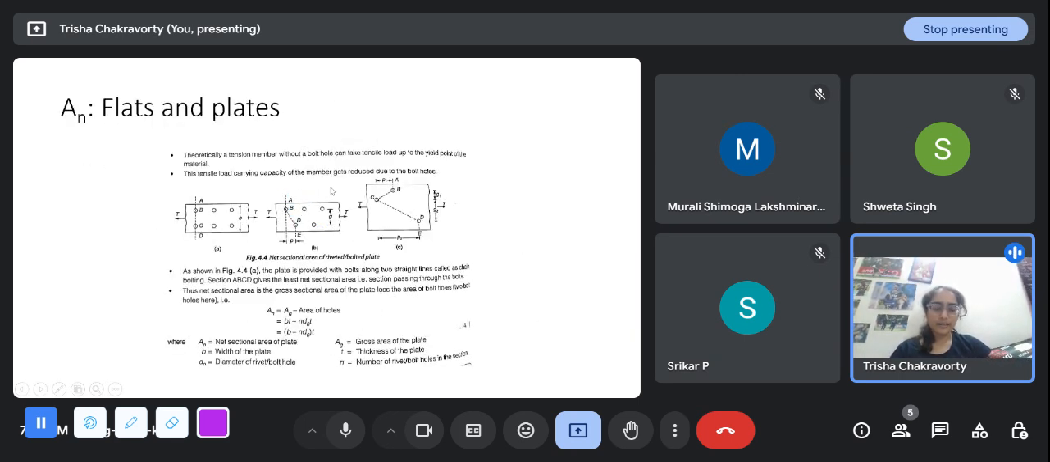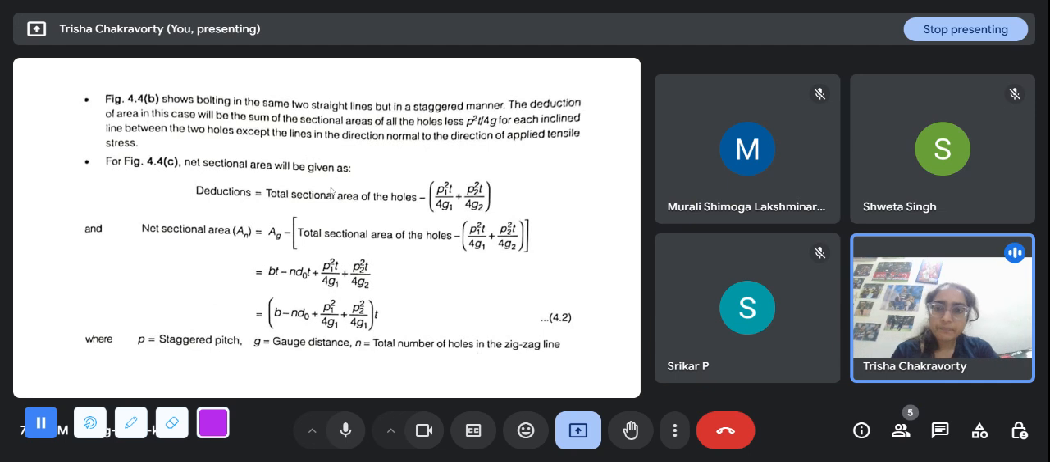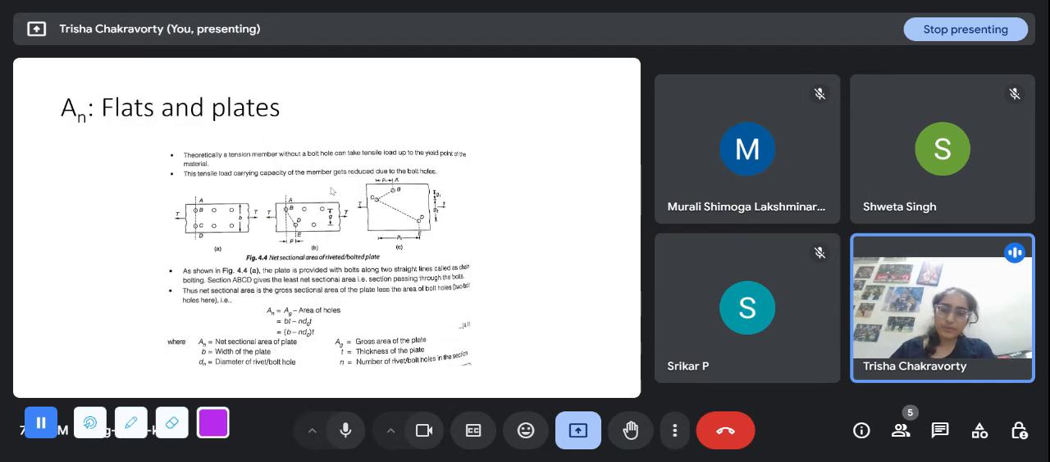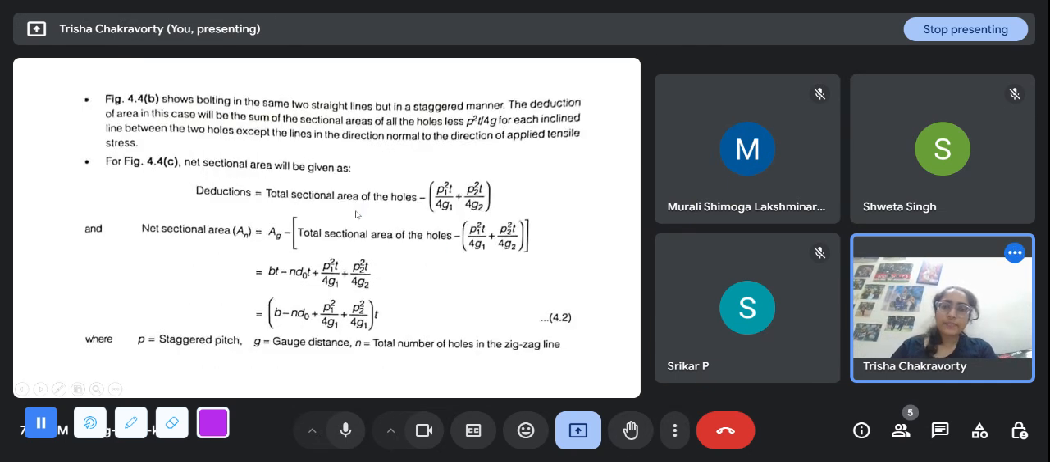staggered bolt holes, that I was talking about. Staggered bolt holes are done to increase the net area. And how is it so? This figure 4.4b shows bolting in the same two straight lines but in a staggered manner.